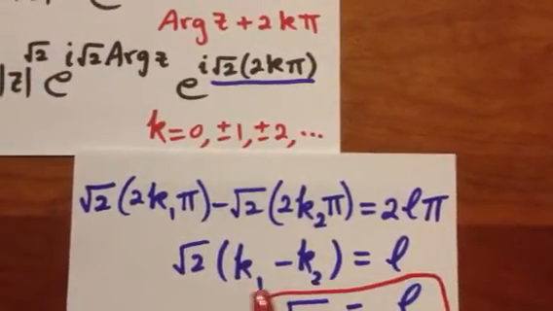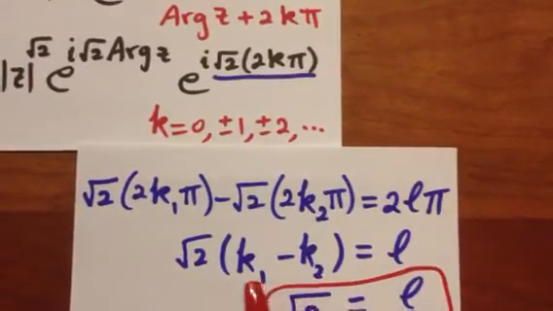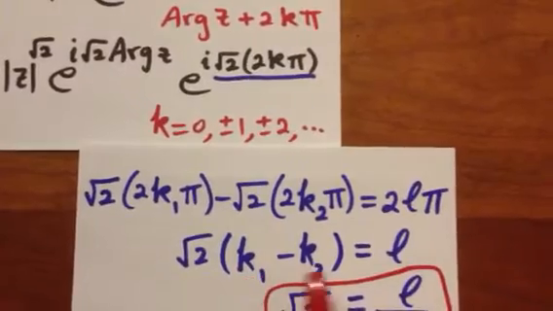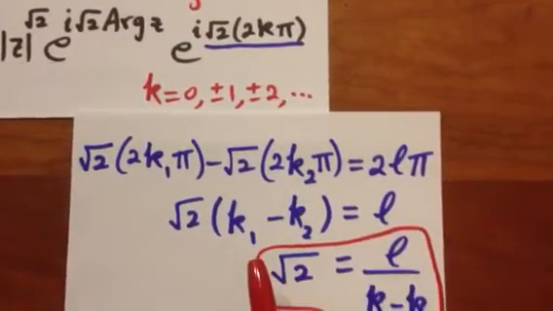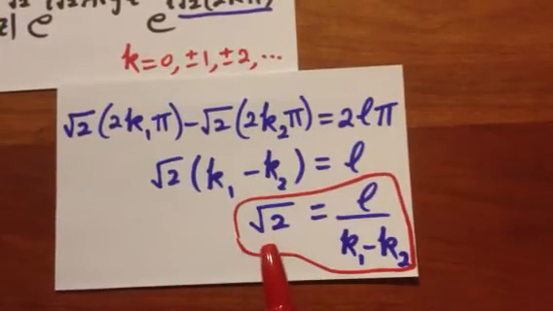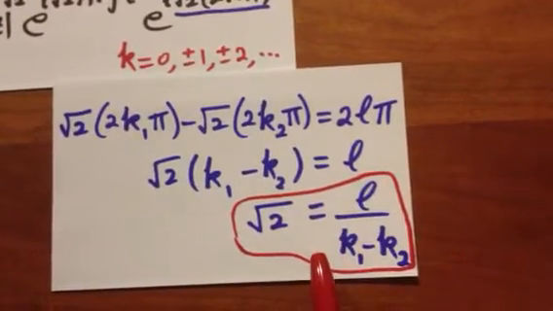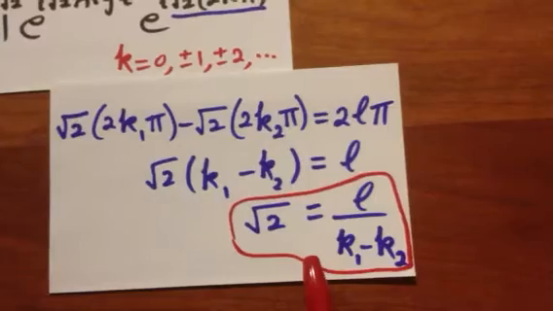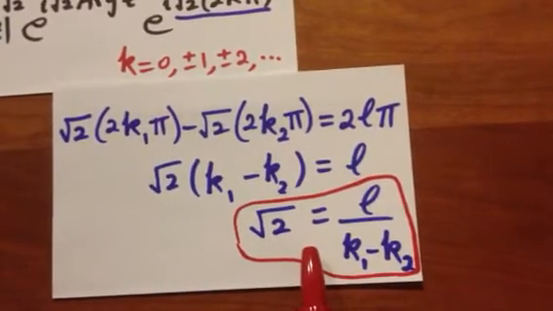Since we are assuming k1 and k2 are two different integers, we divide both sides by k1 minus k2. Then we get the square root of 2 equals L over (k1 minus k2). What's wrong with this picture?